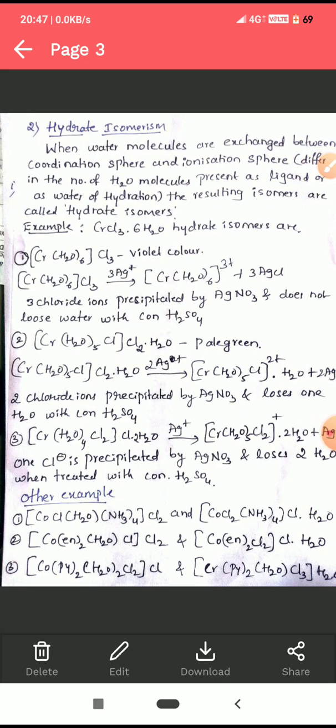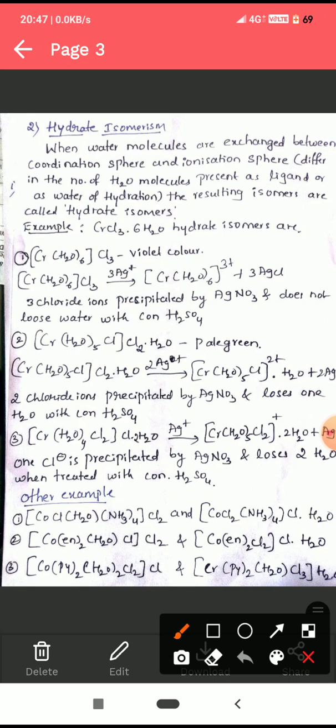Some other examples you can observe here: [CoCl(H2O)(NH3)4]Cl2. Here one water molecule is inside the coordination sphere. There is no water molecule outside the coordination sphere. It means this complex does not react with concentrated H2SO4, and it has 2 chloride ions. Therefore, it can form a precipitate with silver nitrate. In another isomer, there is one water molecule in the ionization sphere. So, it loses one water molecule when treated with concentrated H2SO4.